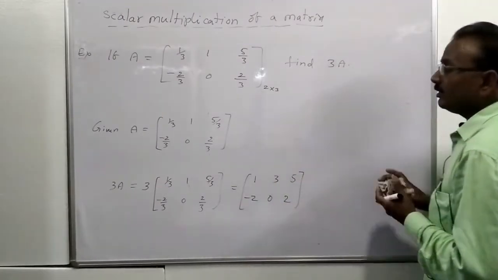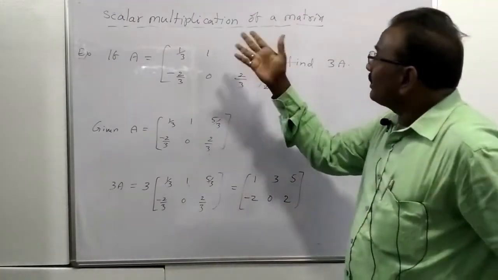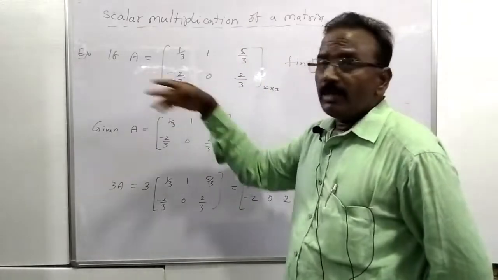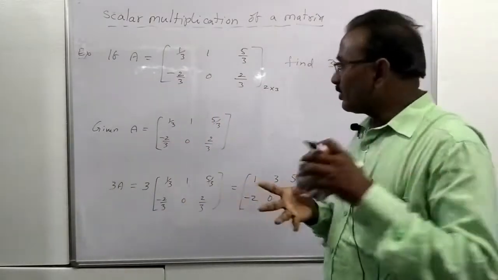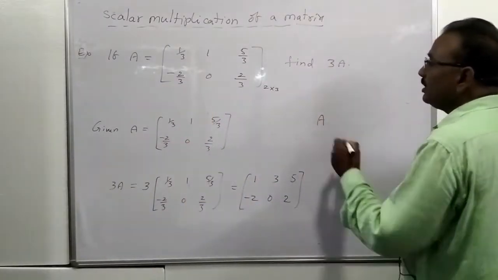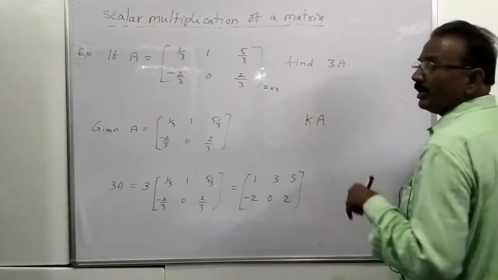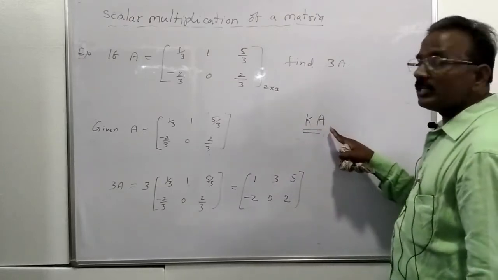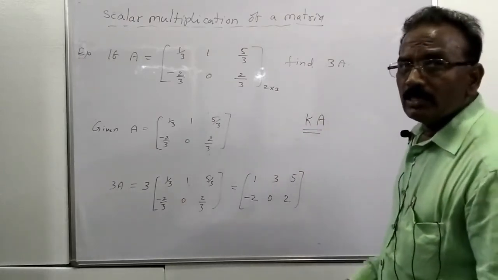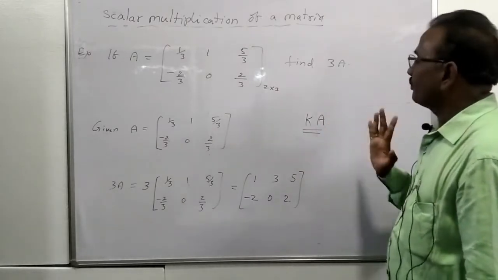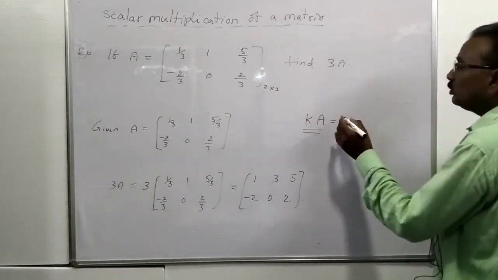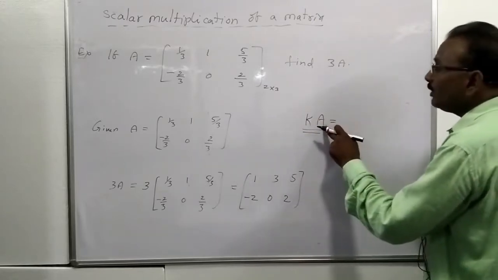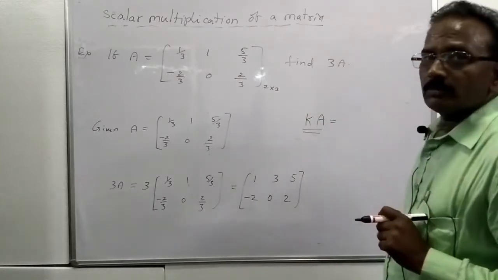So this is the matrix 3A. So therefore here, scalar multiplication of a matrix. What is the definition of scalar multiplication of a matrix? If A is any matrix and K is a scalar, then KA is the scalar multiplication of matrix A. It is a matrix whose elements are obtained by multiplying every element of matrix A by K. So that is the definition.